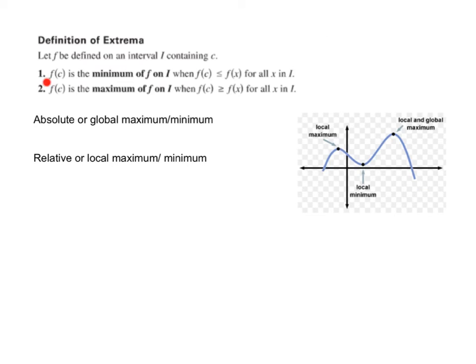Okay, so let f be defined on an interval I containing c. f of c is the minimum when f of c is less than or equal to f of x for all x in I. And f of c is the maximum when f of c, the y value, is greater than or equal to f of x, all the y values for all x. So that would be a max. So all maxes and mins are relative or local, but a few of them are absolute or global, and it depends on the interval.